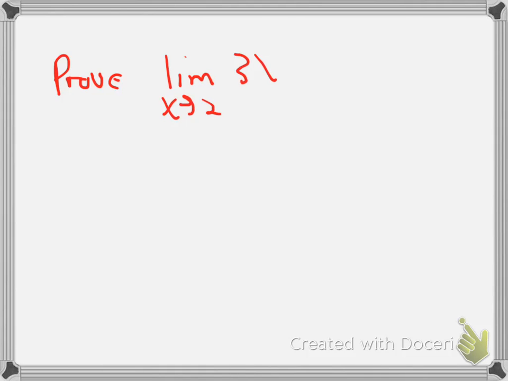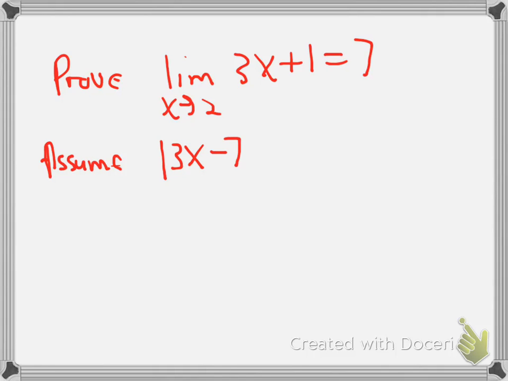Prove that the limit as x approaches 2 of 3x plus 1, well, we could see that has to be 7, right? Okay, well, the trick to this proof is really to work it backwards. So you start off by assuming what you want to prove. Assume that the absolute value of 3x plus 1, minus 7, is less than some epsilon.